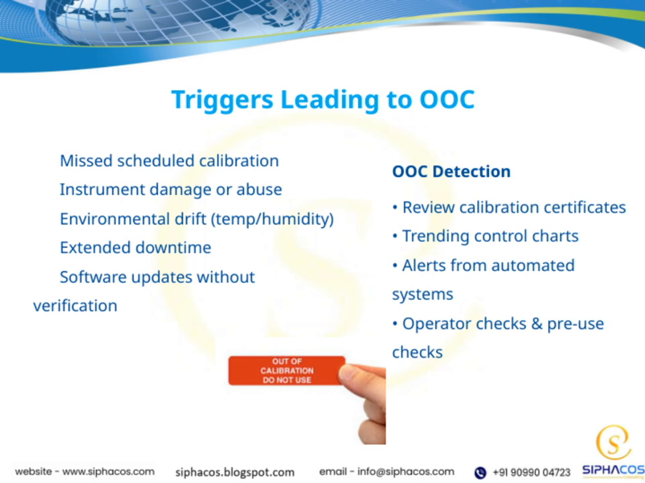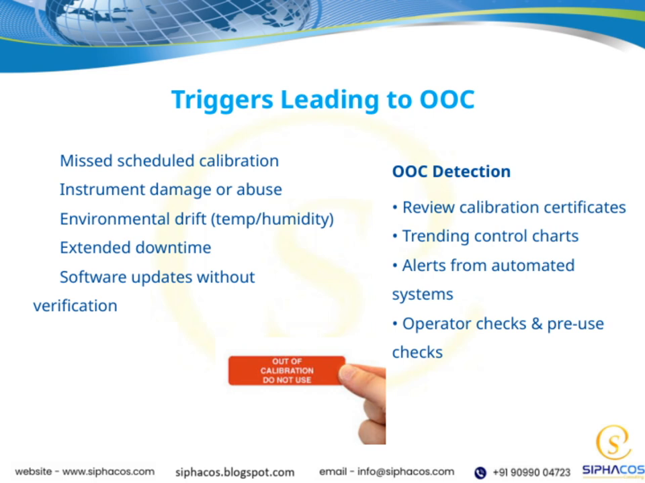Moving on to what triggers OOC, or causes calibration to go out of control. Missing a scheduled calibration is a common culprit, so adherence to the schedule is vital. Instrument damage or misuse, like rough handling or abuse, can also lead to calibration issues. Environmental factors, such as temperature or humidity shifts, can cause drift, affecting accuracy.